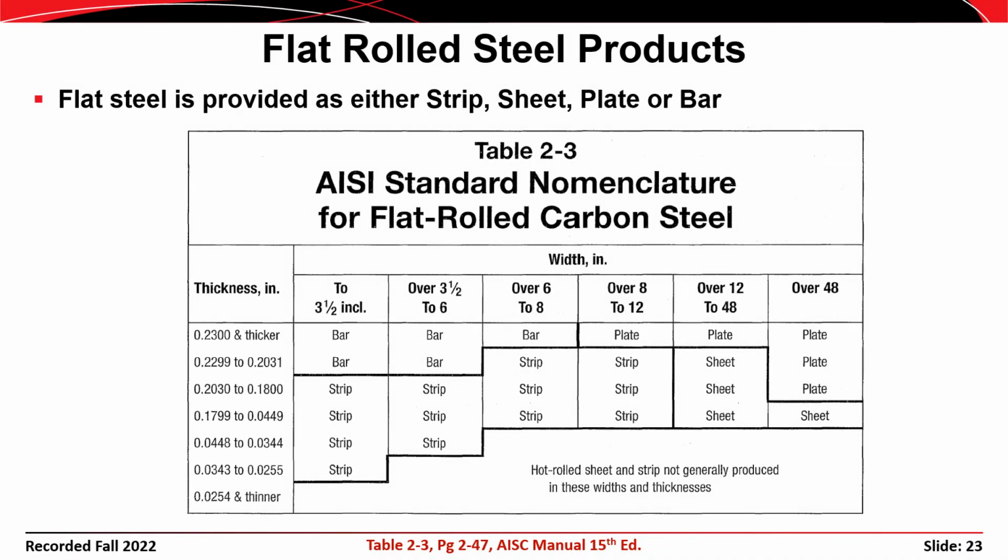We use flat rolled products quite a bit in structural steel buildings. And this is a table that gives us the proper terminology to use for those products. So if you have a flat piece of steel, it could be a strip, could be a sheet, could be plate, or could be a bar. Just all different names for the same thing, depending on how thick the product is or how wide the product is.